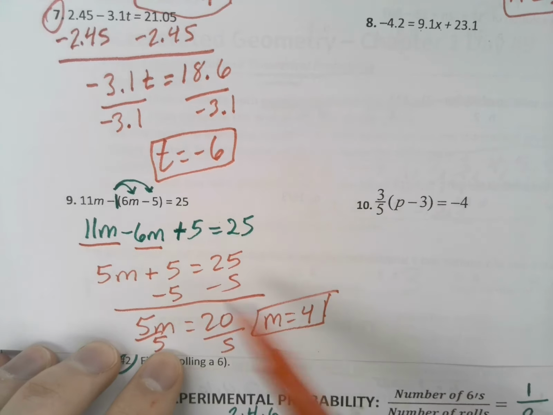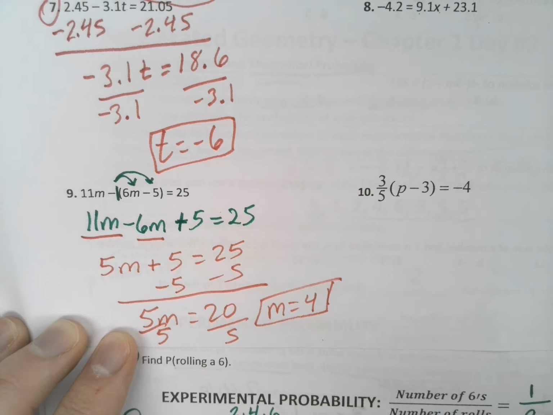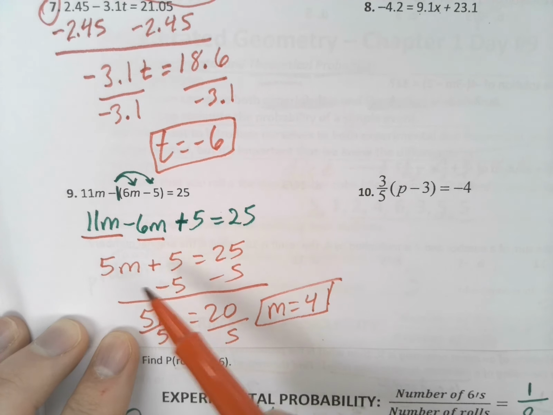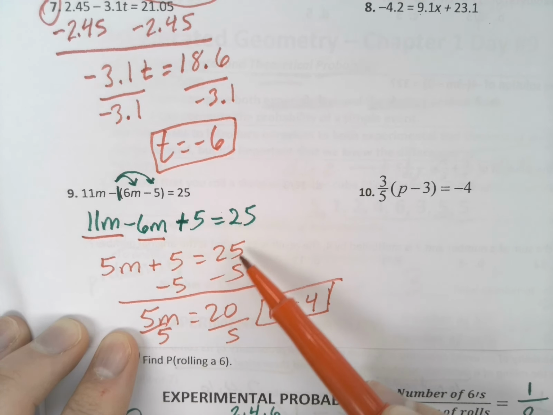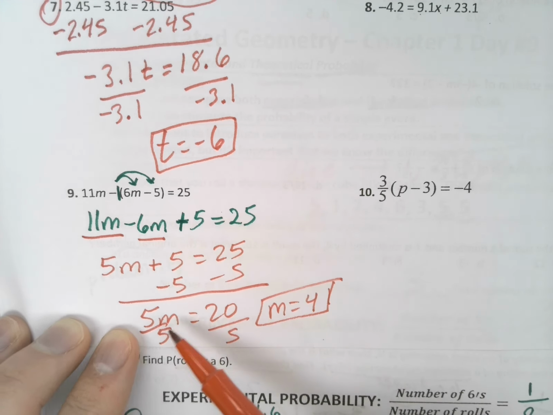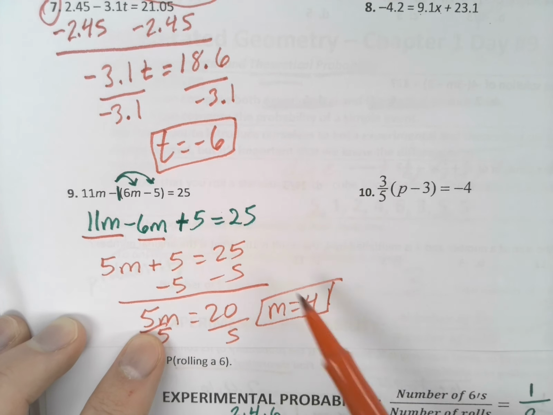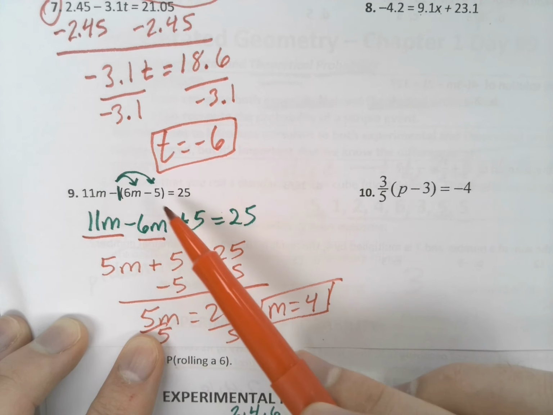If you were able to get this problem completely correct, I'm going to tip my cap to you because that means you are on your way. You're doing well. So we combine 11m minus 6m to get 5m, subtract the 5 over to combine it with 25, and then divide by 5 to find out that m is really 4. That's what makes this whole statement true. If m is 4, this left side is going to be equal to 25.